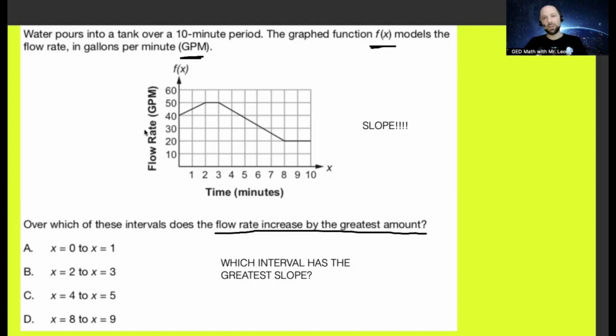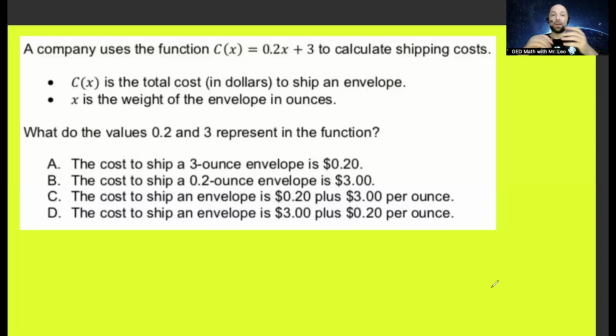Now, let's look at another question to lead us into this topic of slope. Here's another sample test question that you might find on the GED or something similar. This is about functions. A company uses the function c of x equals 0.2x plus 3 to calculate shipping costs. This is our function. C of x is the total cost in dollars to ship an envelope. X is the weight of the envelope in ounces.